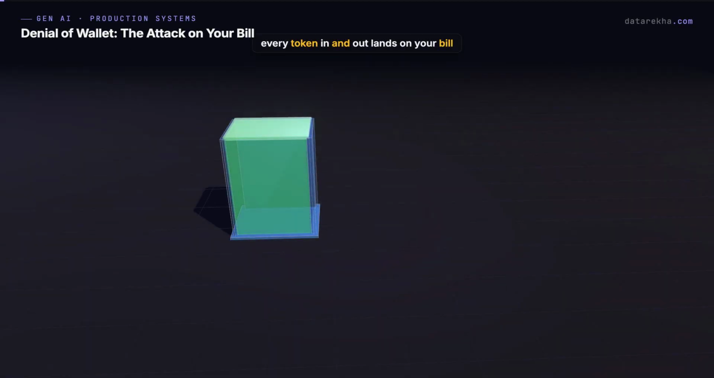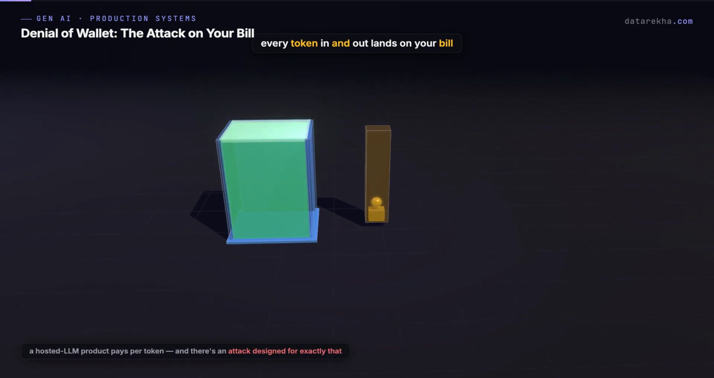You built a product on a hosted LLM API. Every token your users send and every token the model generates lands on your bill. And there's an attack designed for exactly that.